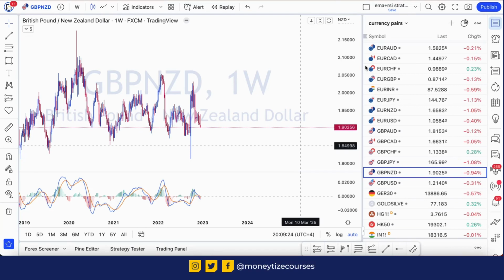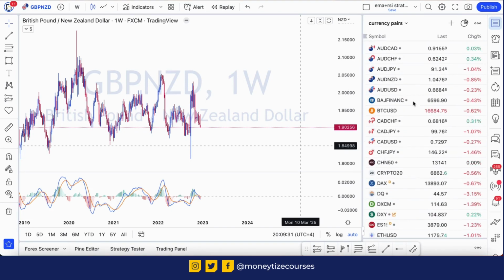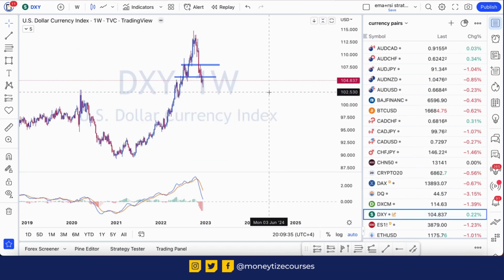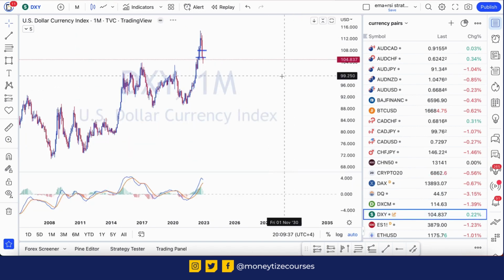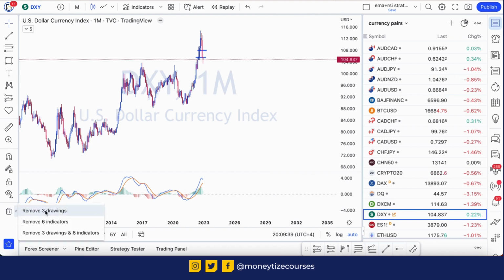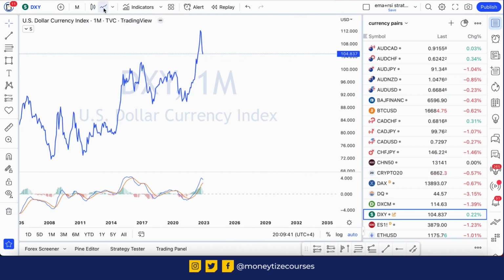It's time to record the new weekly forecast for the trading week starting on December 19th. As usual, let's begin from dollar index. So here's the monthly chart for dollar index. And let me clear the previous drawings and markings. And I've turned it into a line chart.